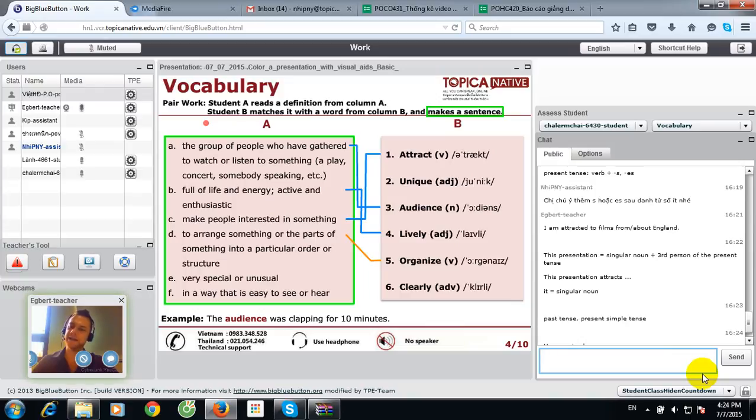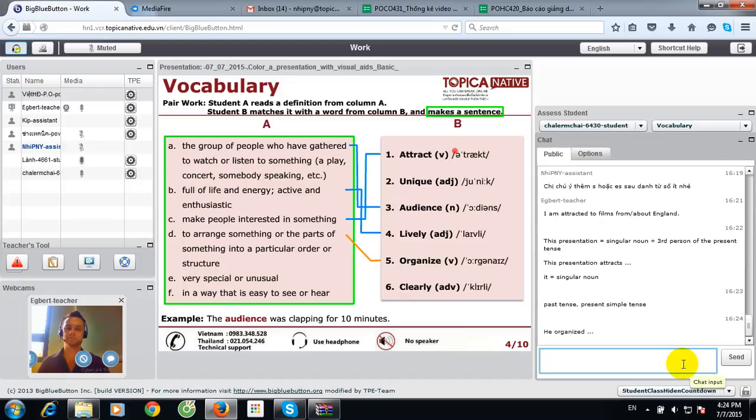Yeah. And then Len, please make a sentence with organize. He organized his party. Clear. Very clear. Yes. And then Chalam Chai, for you, definition E. Very special or unusual. Unique. Yeah. Unique.